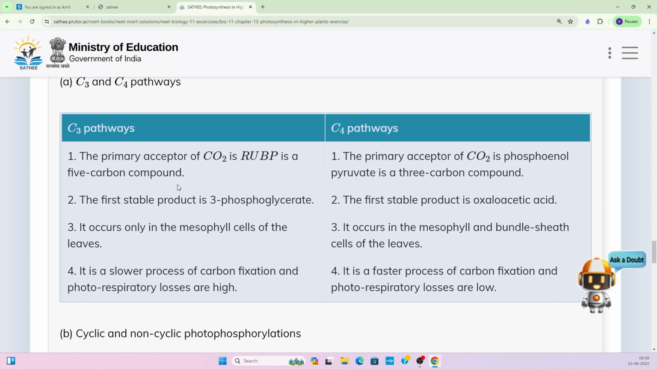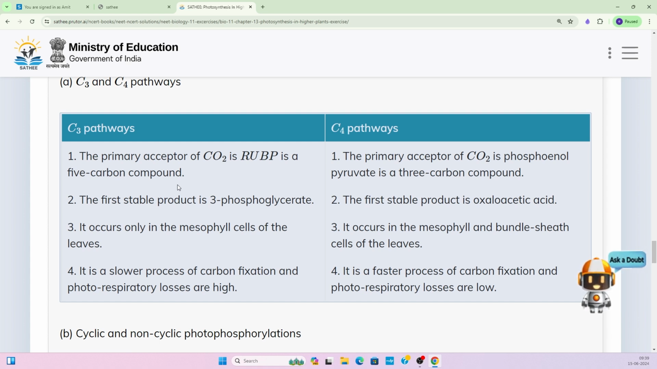Okay, the C3 pathway is occurring only in the mesophyll cells of the leaf, right? And the C4 pathway occurs in the mesophyll cells and the bundle sheath cells of the leaves, right? So two regions are there. The mesophyll cell is involved, and the bundle sheath cell is also involved in the case of the C4 pathway. Whereas in the C3 pathway, only the mesophyll cells of the leaves are involved for the photosynthesis.